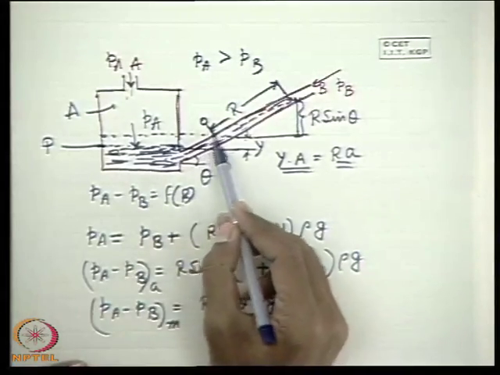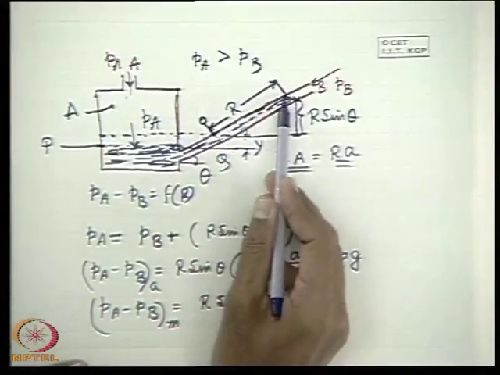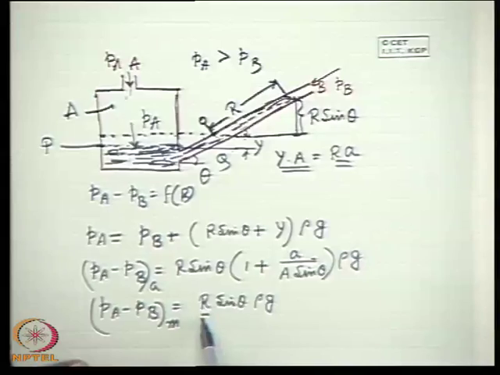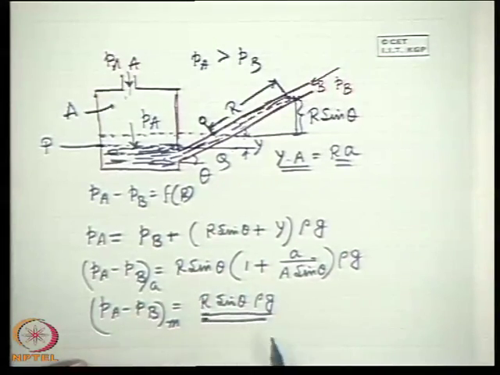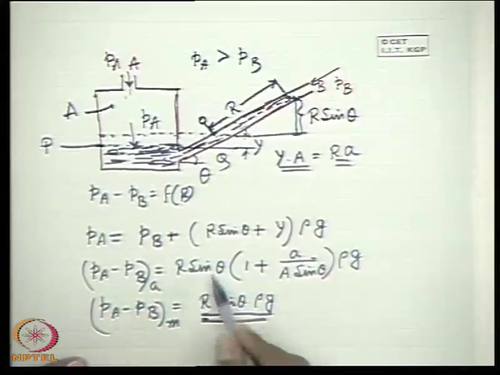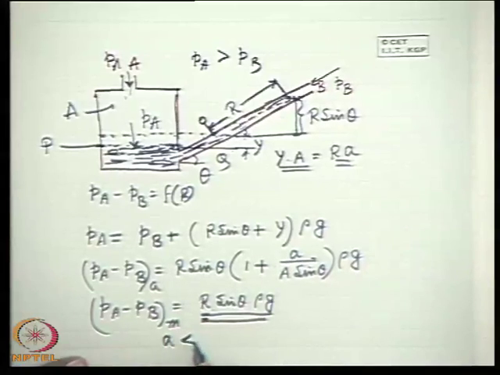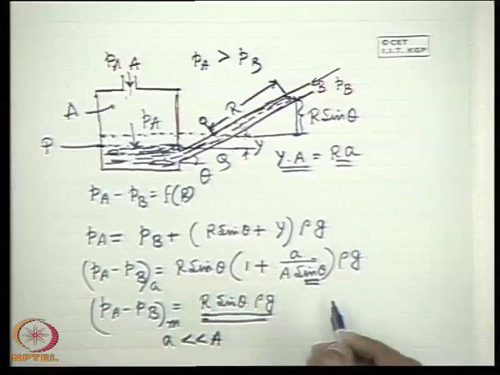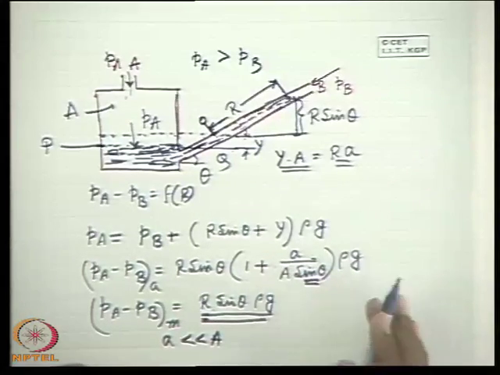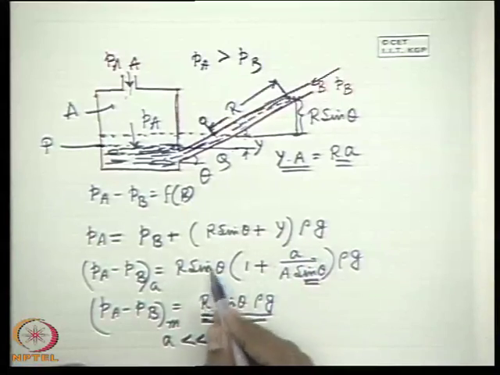So if we measure only the movement from 0, that initially was 0, only the R reading, that is the movement of the liquid in that tube, then this will be the reading. It is common sense that the difference between these two will be very small, provided a is very much less than A. If a by A is very small compared to 1, and sin theta is not very small, since it usually varies between 10, 20, 30 degrees, then this part is negligible and these two will be equal.